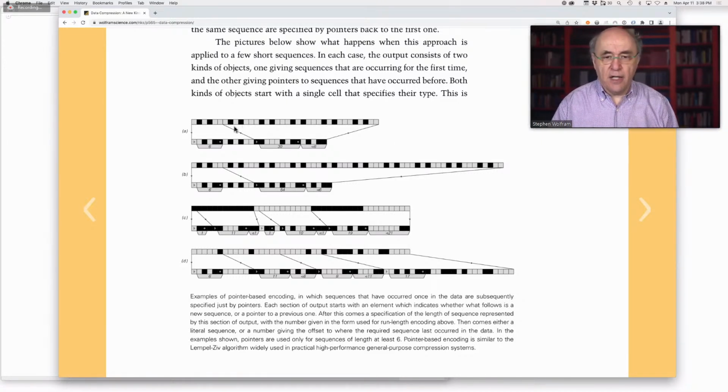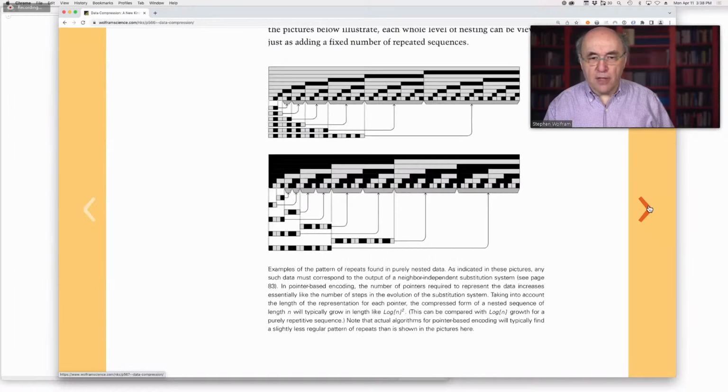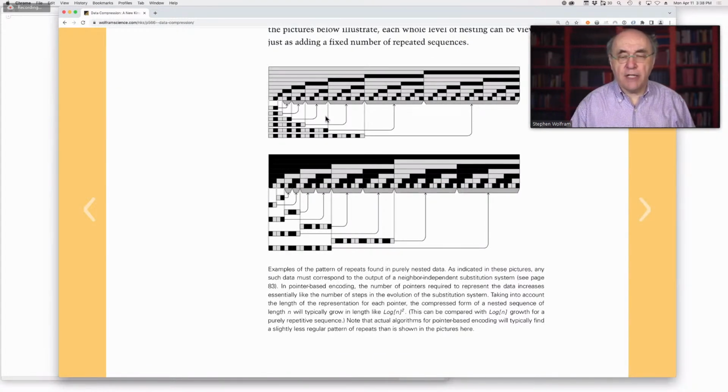In this case here, it works very well to refer back to what you saw before because you're referring to this block here. You just keep referring to the same thing over and over again. In other cases, it doesn't work quite so well because there's more novelty to what you're seeing, and so this idea of using the dictionary of what you've seen before doesn't work so well. In the case of a nested sequence, pointer-based encoding works really, really well because from what you've seen, you can build the next level of the nesting and the next level of the nesting, and this pointer-based encoding can crush everything down.